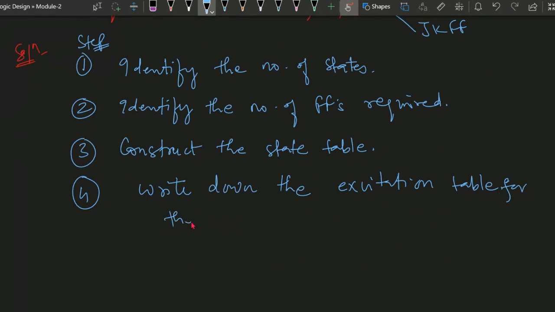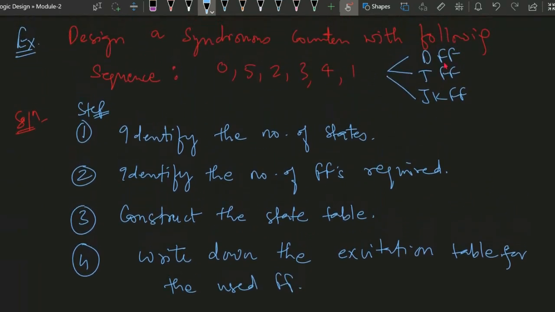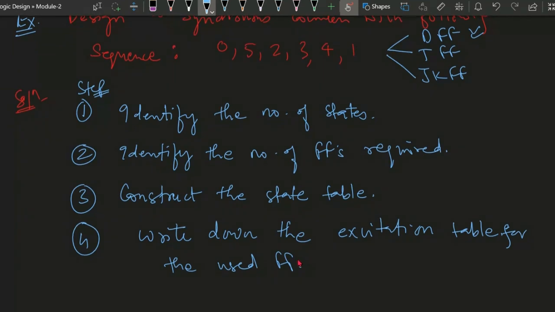for the used flip-flop. Suppose we are going to use a D flip-flop. Whatever the excitation table of the D flip-flop is, we need to write it after establishing the state table. In the state table, we will be writing the excitation table of the D flip-flop, if we are proceeding with the D flip-flop, as given in the example.